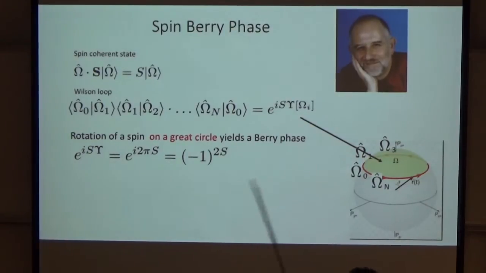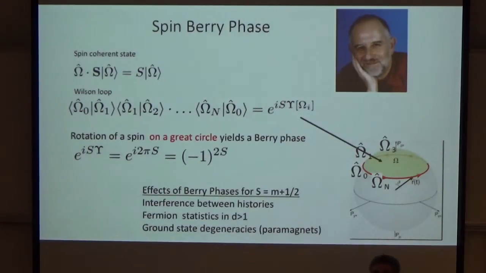And one immediate result of that is if you rotate around the great circle, let's say around the equator, you get an area of 2 pi. You get a phase which is 2 pi s, which is (-1)^{2s}. So it means that there's a big difference between integer and half-integer spins. Integer spins, this is always 1. And half-integer spins, this will be plus or minus 1. So this could actually be minus 1.